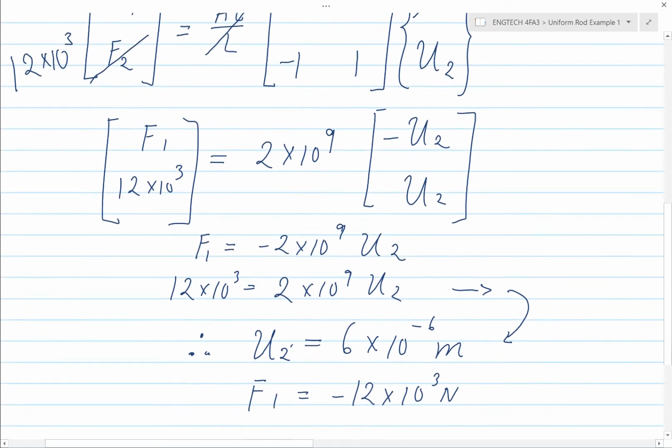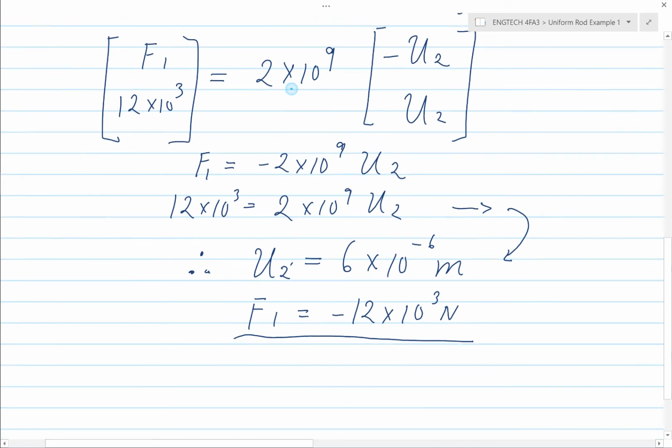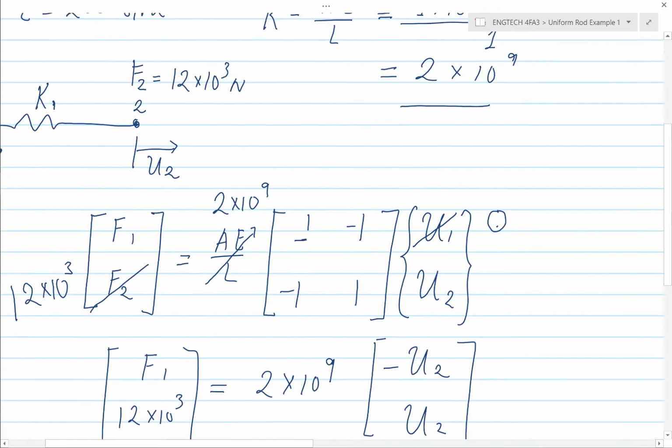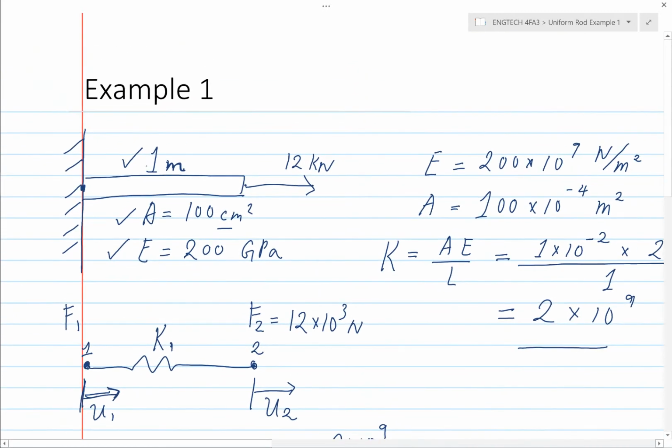we always check with a free body diagram. Now we know F1 is negative 12 times 10 to the 3. We check up there. We know F2 is 12 times 10 to the 3. So F1 is negative 12 times 10 to the 3 Newtons. It makes sense. So we have a positive force and a negative force, so the thing stays in place.